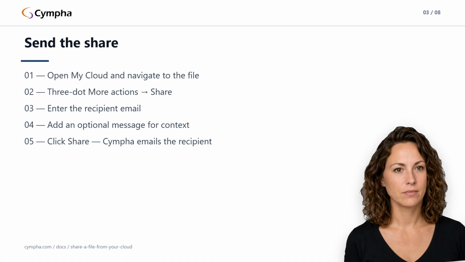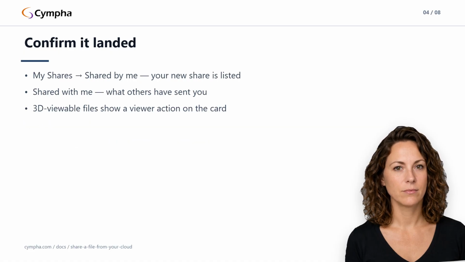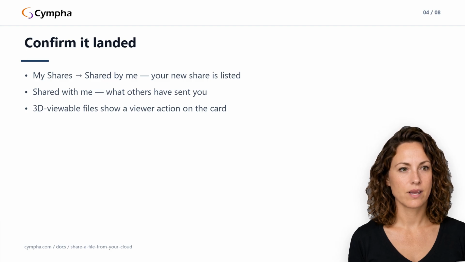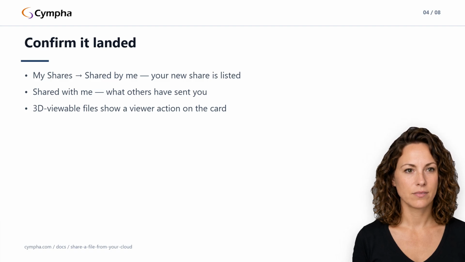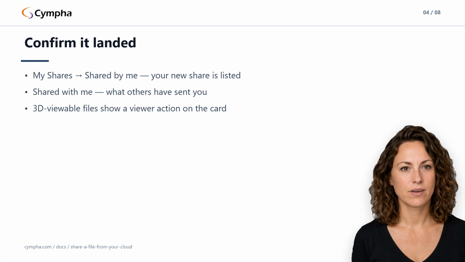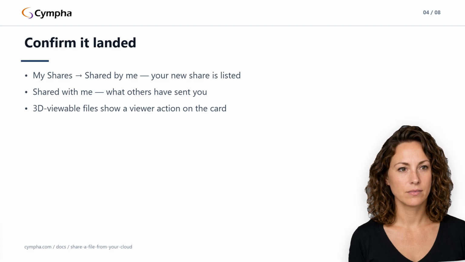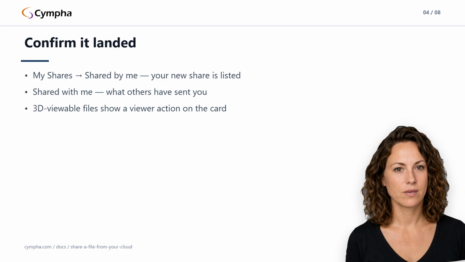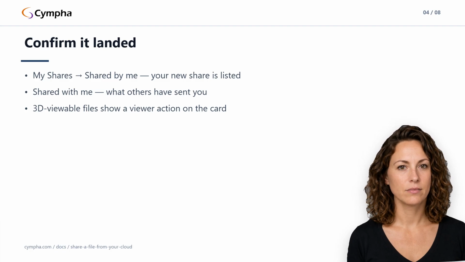To confirm it went out, scroll down to the My Shares section of the same cloud page. It has 2 sides. Shared by Me lists every share you've created. The one you just sent appears with the file name and the recipient's email, so you can verify at a glance that you sent the right file to the right person. Shared with Me is the mirror image, everything other people have sent to you. One more detail worth knowing: if the file is a viewable 3-dimensional format, the share card offers a viewer action, which means your recipient can open the file in Cympha Studio right in their browser, without downloading anything or installing any software. For a quick clinical look, that's often all they need.